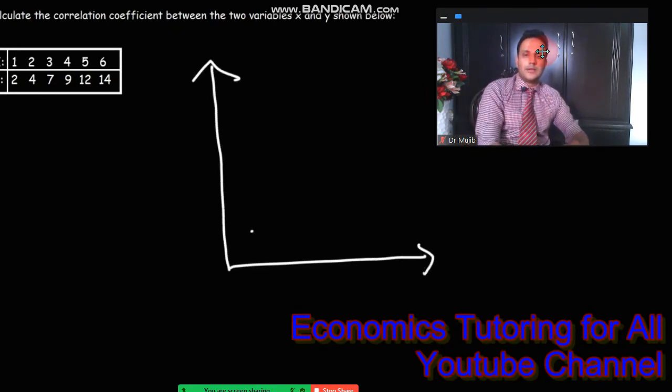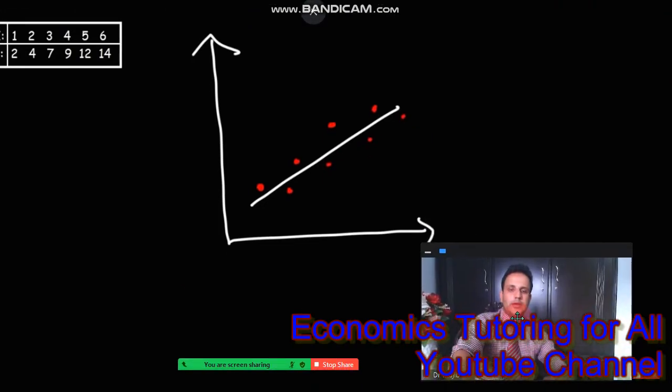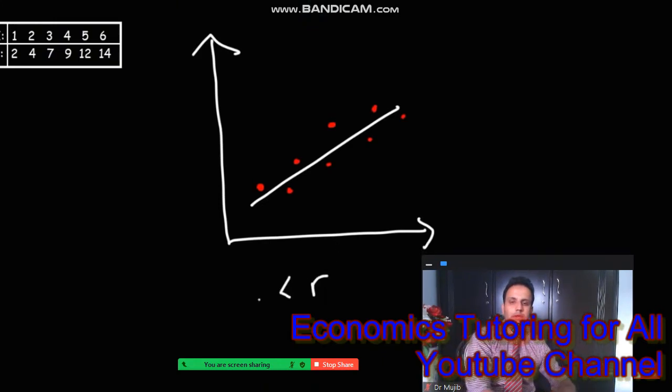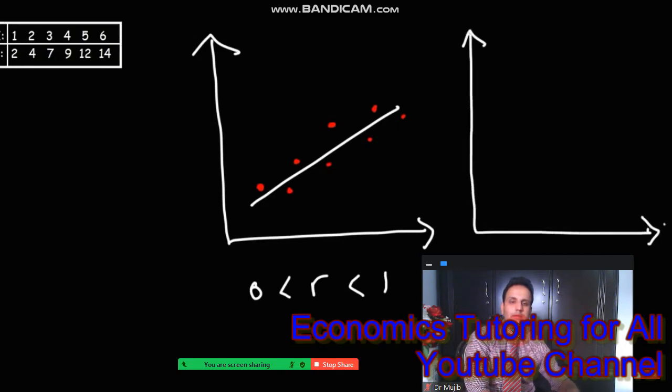Similarly, we have to take another example. If the line is moving upward and the observations are near to the line, how can we tell from the diagram whether the relationship is strong or weak? In this case, the relationship is positive, which lies between 0 and +1, and this seems strong too. On the other hand, we suppose this is 0.8. If we have the same line like this, and the observations are scattered from the line, this means the observations are moving away from the line.